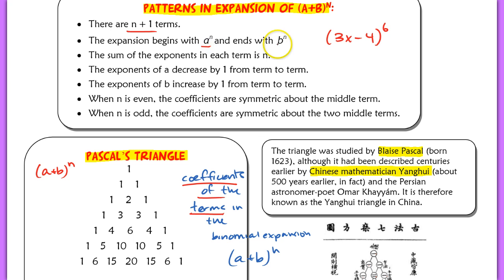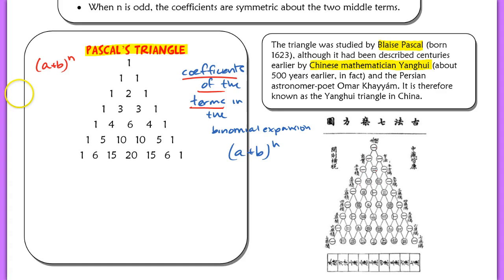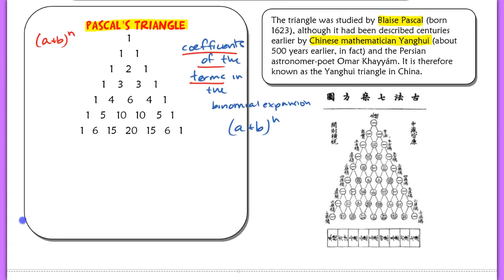Our expansion begins with a to the n and ends with b to the n, and our exponents of a decrease by 1, and our exponents of b increase by 1. So we'll do an example, but first I just want to make sure that we're comfortable with Pascal's triangle.